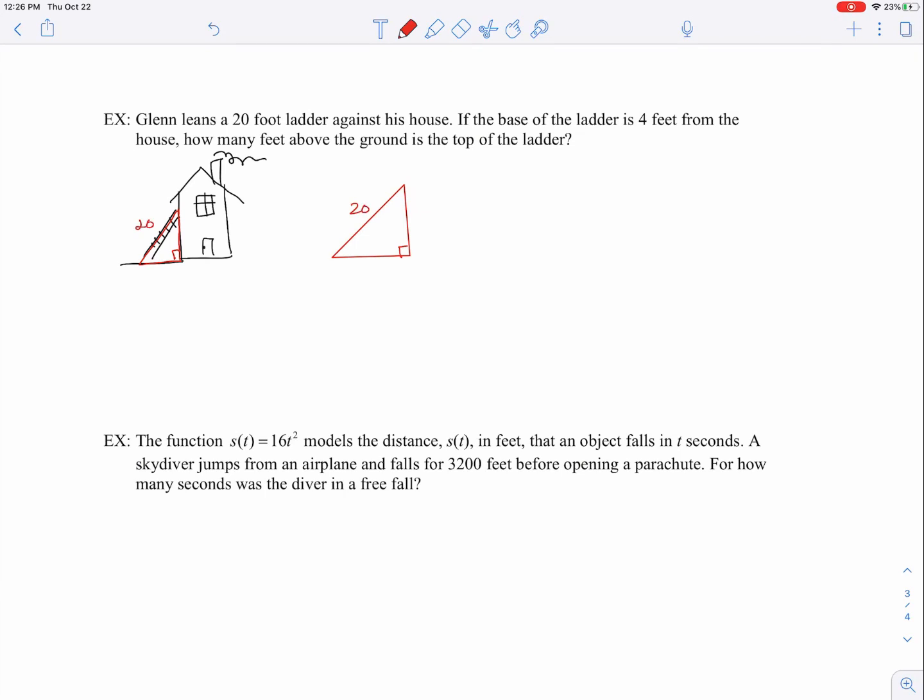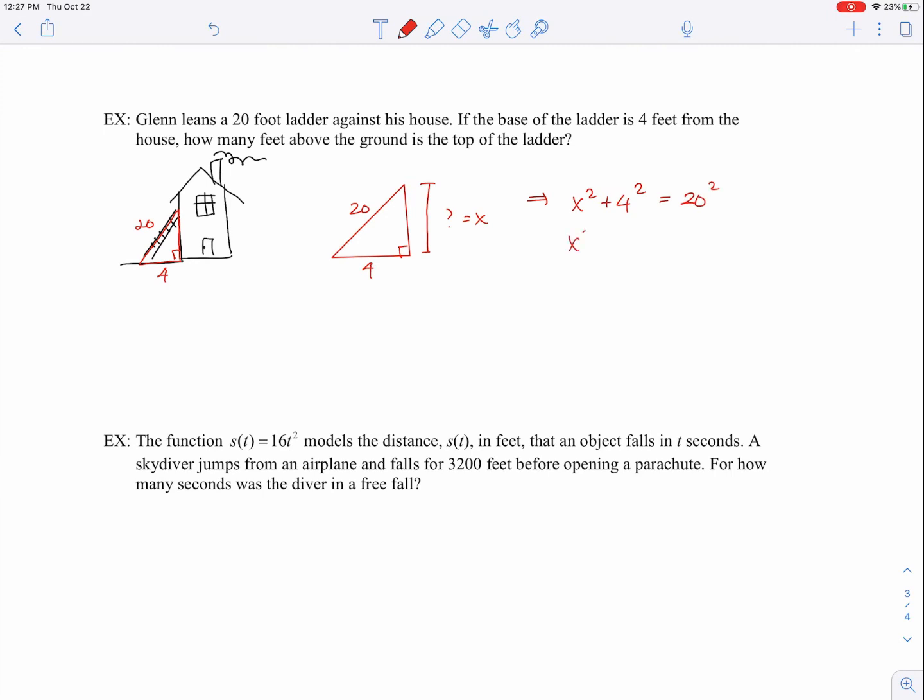If the base of the ladder is 4 feet away from the house, how many feet above the ground is the top of the ladder? Well, we can call this a variable, and then we can use the Pythagorean theorem that says x squared plus 4 squared, the sum of the squares of the legs, is equal to the hypotenuse squared. So this actually is a quadratic equation.